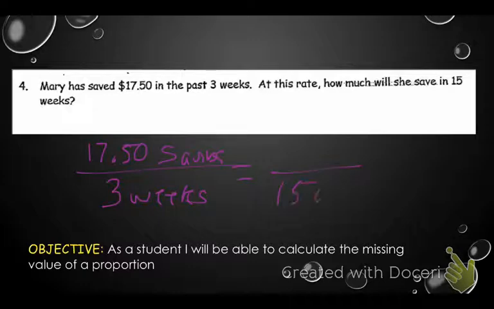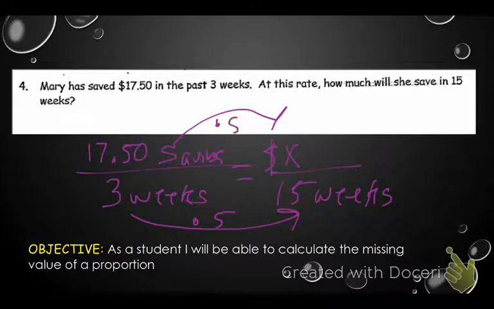Okay, 15 weeks. And we can use cross multiply and divide. Unfortunately, I don't want to do 1750 times 15 and divide it by 3. That sounds like a lot. So I'm going to use the traditional method. I want to know how much she'll save in 15 weeks. And I don't know how much, so I'm going to say X dollars. That's going to be my label for this one. And how does 3 become 15? Well, 3 becomes 15 by 5. I'm going to do the same thing to the top.